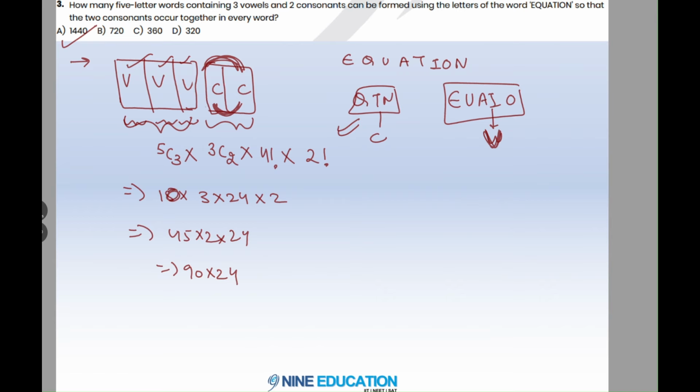5C3 is 10. So 10 into 3 is 30, into 2 into 24, that is 60 into 24. That makes it 1440.